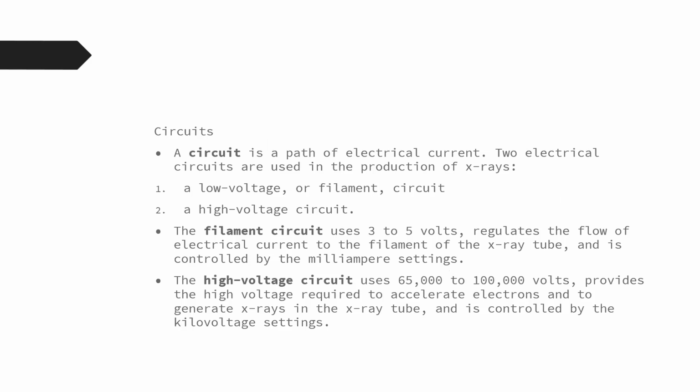So the filament circuit uses 3 to 5 volts, and this regulates the flow of the electrical current to the filament of the X-ray tube, and it is controlled by the milliampere setting. And the high voltage circuit uses 65,000 to 100,000 volts, which provides the high voltage required to accelerate electrons to generate the X-rays in the tube head, right? And this is controlled by the kilovoltage setting.